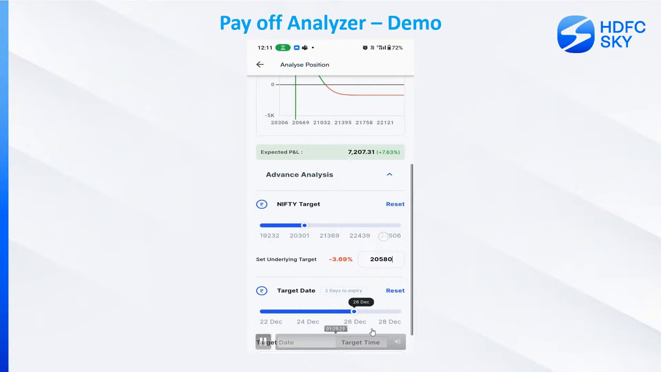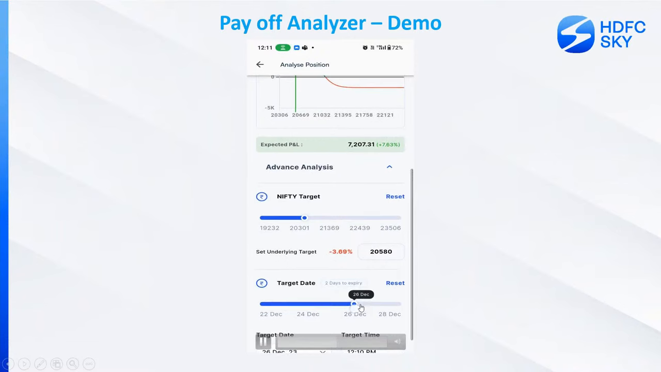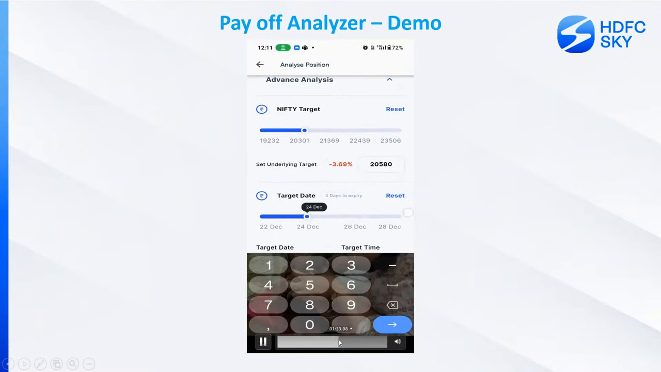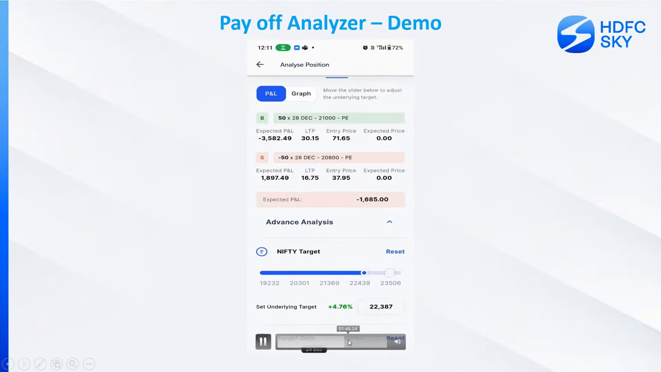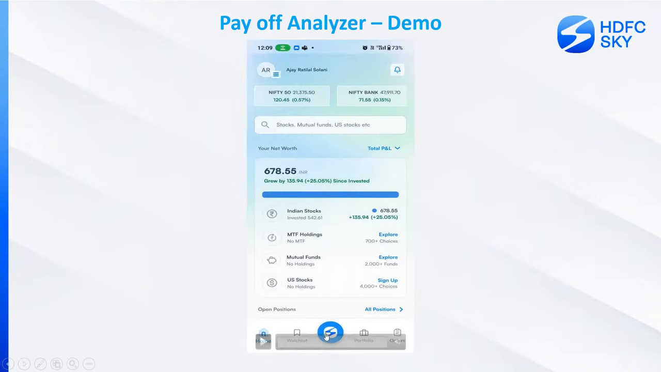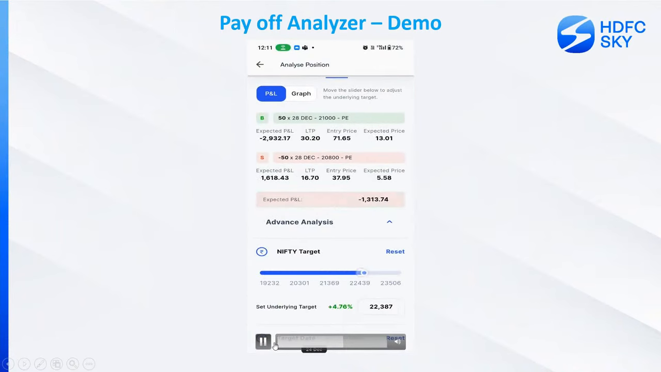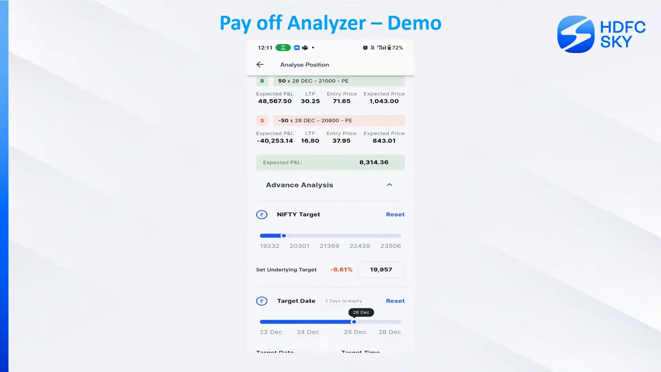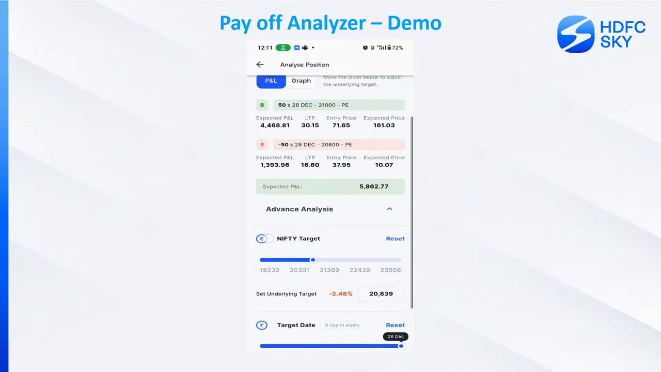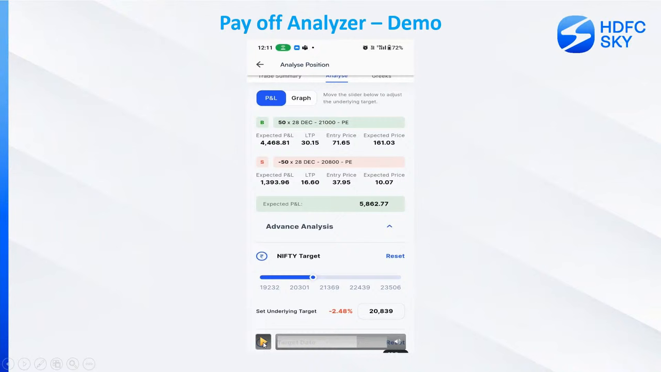So we have already seen the payoff graph. So this is the payoff table which we'll be showcasing to you. Basically, you will be able to see the payoff in PNL terms. If Nifty is at a particular strike price, what will be the impact at the individual leg level if there is a change in a particular date or a target. So at the individual leg level too, you can basically see the profit and loss.